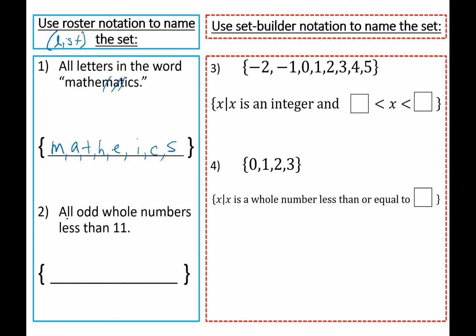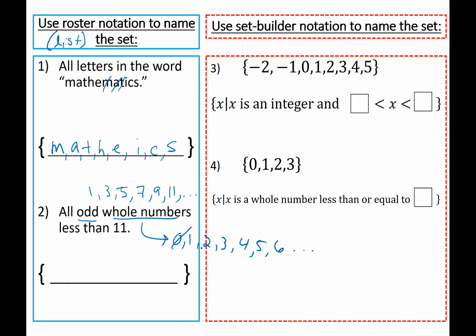Number 2, we're going to use roster notation to name the set of all odd whole numbers less than 11. Okay, so review, odd numbers are not divisible by 2. 1, 3, 5, 7, 9, 11, etc. And there, did I just give us the answer? Almost. Whole numbers, remember, that's 0, 1, 2, 3, 4, 5, 6, etc., starting with 0. Okay, 0 is even, 2 is even, 4 is even, 6 is even.